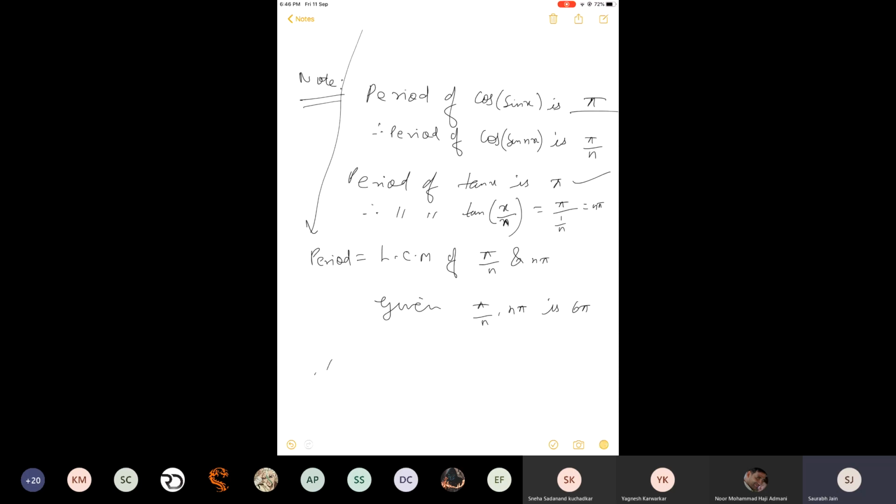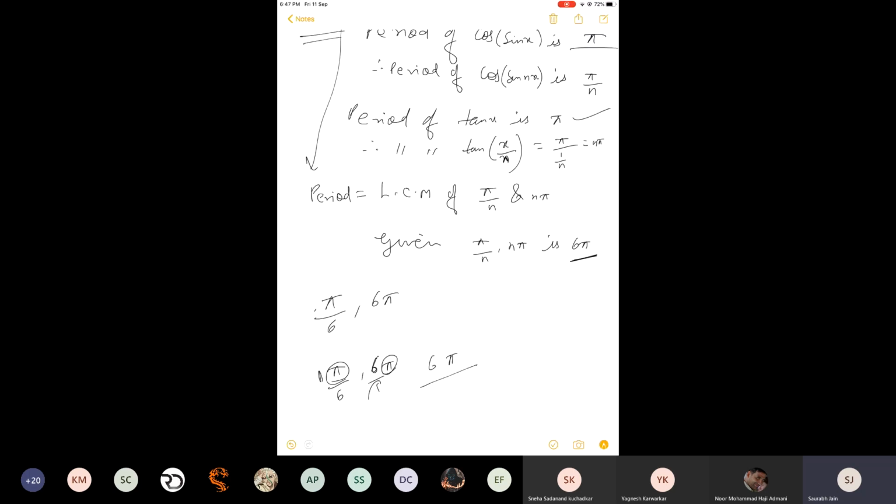Why? Because if we put n equal to 6 and I want to check whether the LCM is 6 pi or not, I will write it like this. And I think you remember that if pi is present in both, it will be in the LCM. Then for 1 and 6, we are actually taking LCM of numerator upon HCF of denominator. So because of that 6 pi will come.